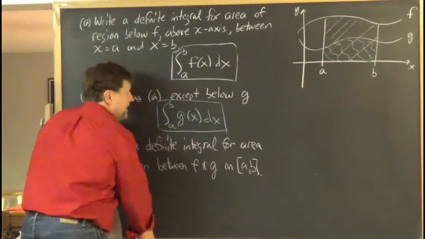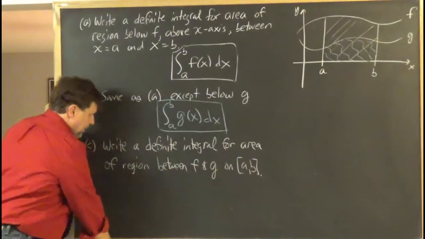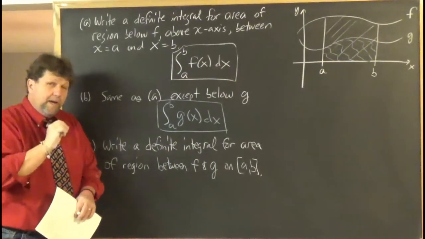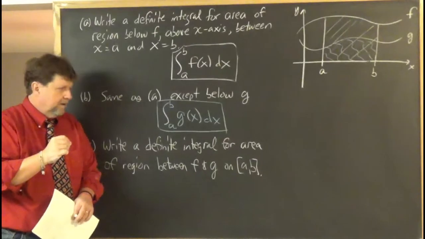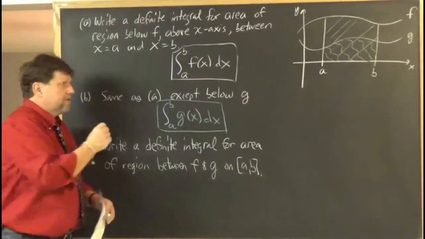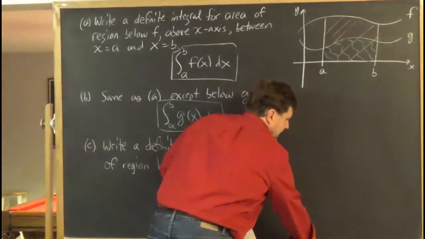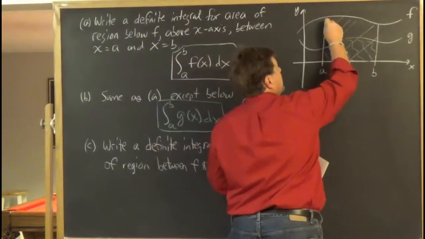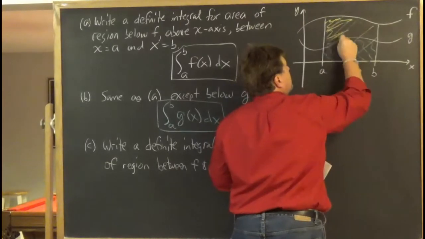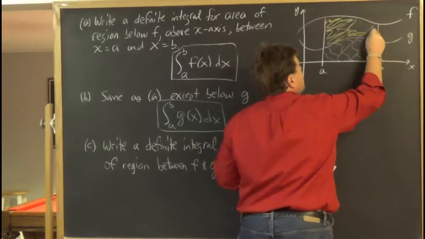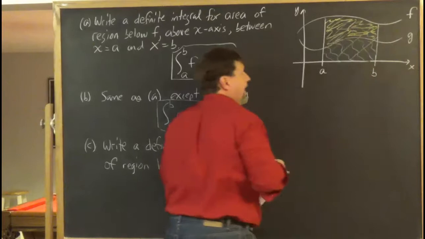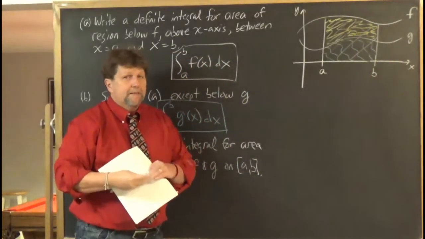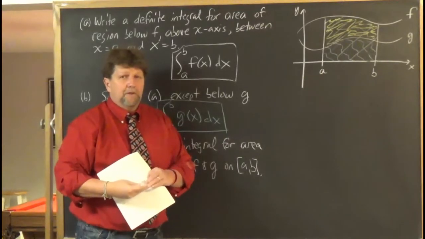Okay, now part C. Write a definite integral for the area of the region that's between the graphs of f and g on the interval a to b. So here, we're trying to come up with a definite integral that represents this region here, between the graphs of f and g on the interval a to b. And quite simply, it looks like simple subtraction will take care of it.